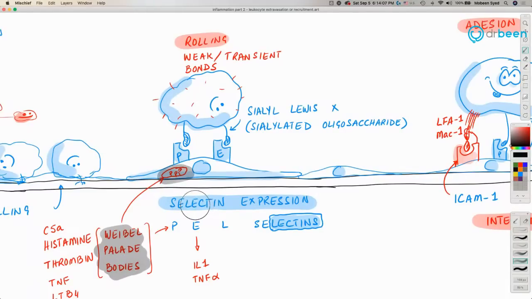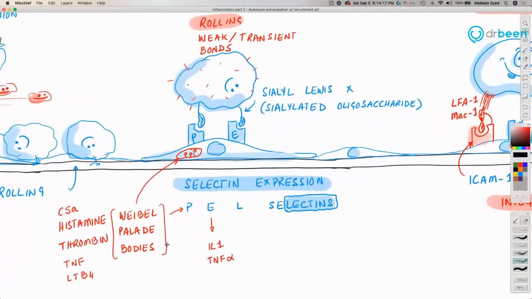These are nothing but, imagine if you have a tiny bag or a purse in which you have different things and you carry it around. So the endothelial cells have their own little tiny purses in which they keep things like P selectins and E selectins and so many other things.